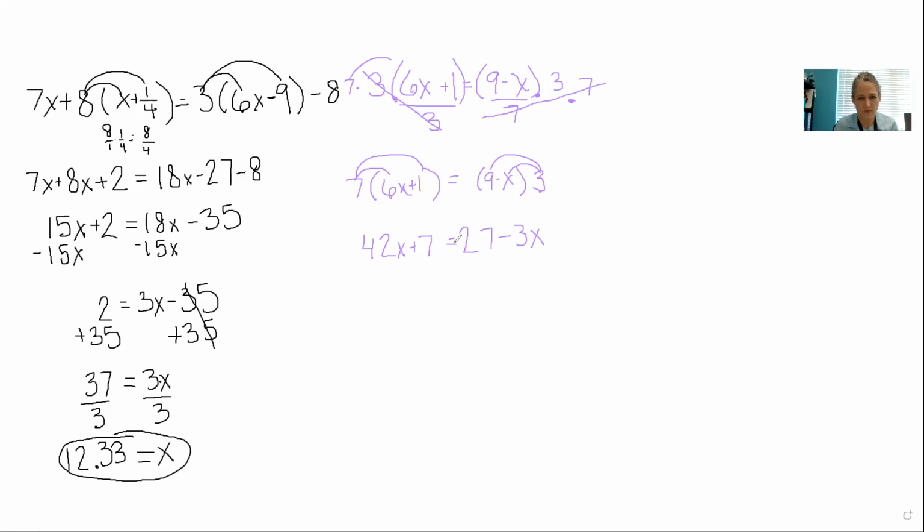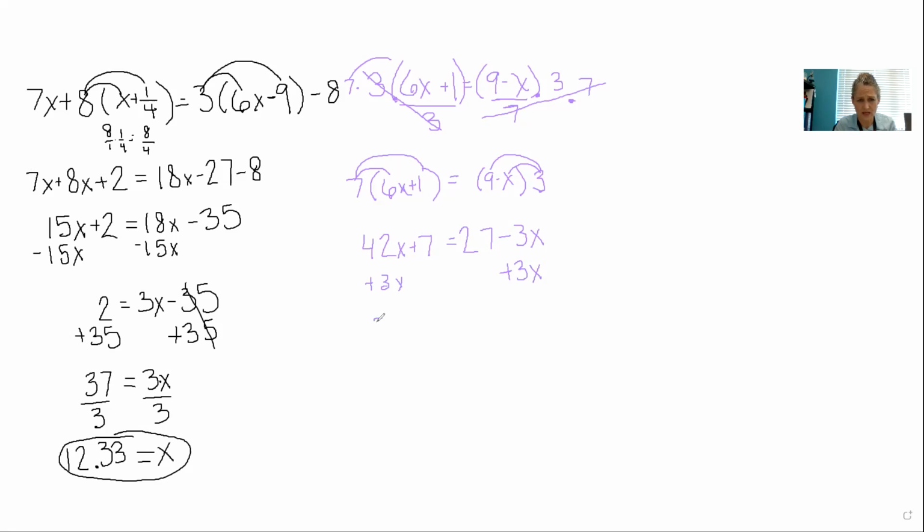I just have 42x plus 7, and then I have 27x minus 3x. And so I don't really have a lot of combining that I need to do. So I'm just going to go ahead and start getting my x's over there. So I've got a negative 3x over here. I don't really want to deal with negatives, so I'm going to add 3x, because the opposite of subtraction is addition. I'm going to add 3x.